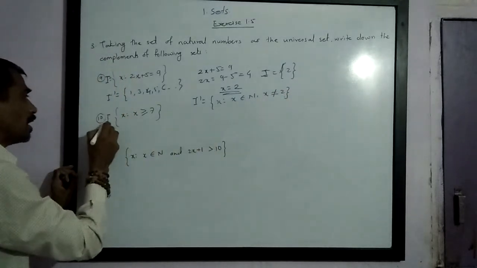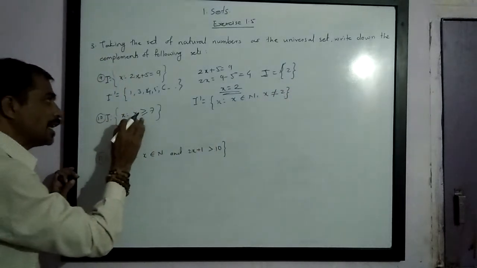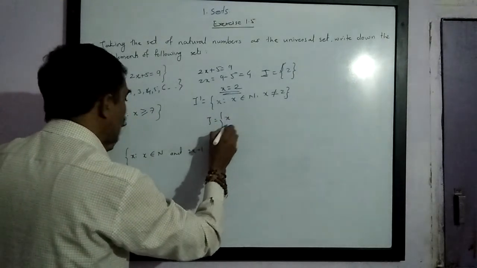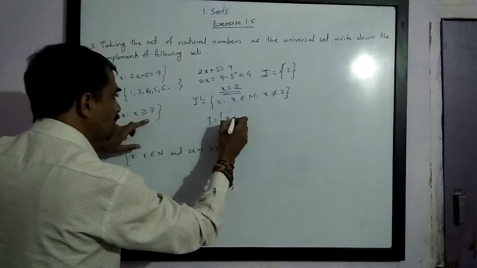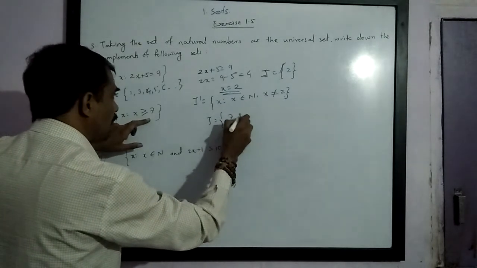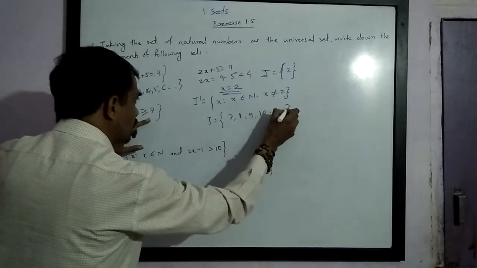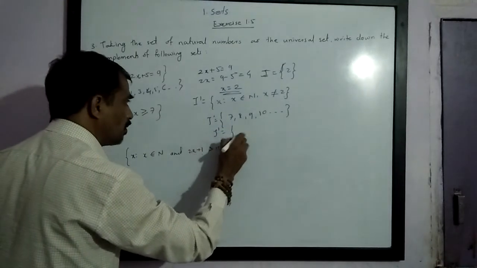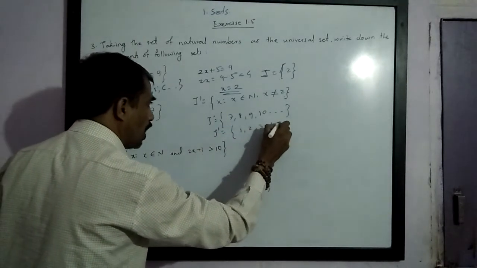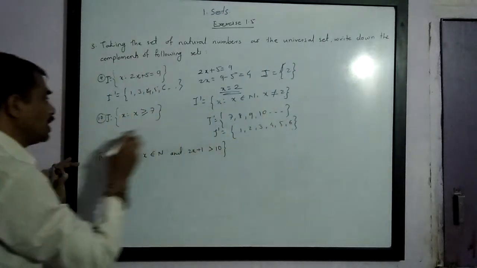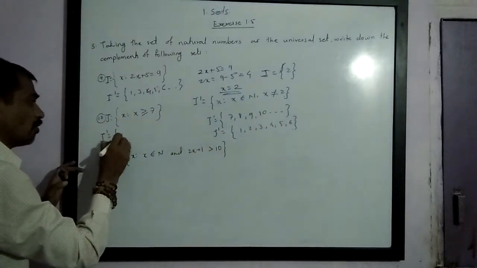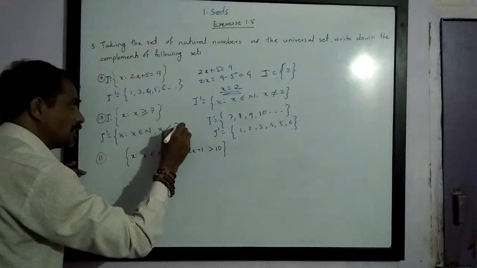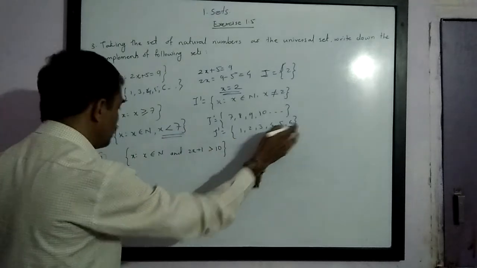Then let the next set be J. J is the set of x such that x is greater than or equal to 7. It means it is the set of 7, 8, 9, 10, and all the natural numbers. It means J's complement is equal to the set of 1, 2, 3, 4, 5 and 6. So if you want to write this, we can write J's complement is equal to the set of x such that x belongs to natural numbers and x is less than 7. Please understand, less than 7 means up to 6.